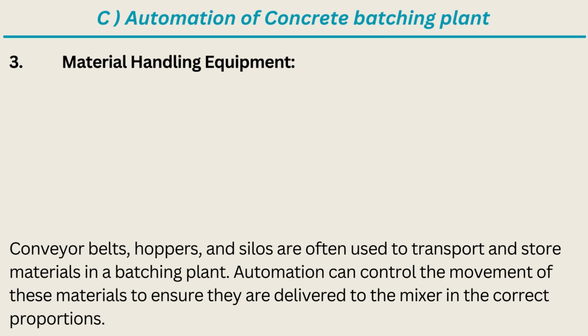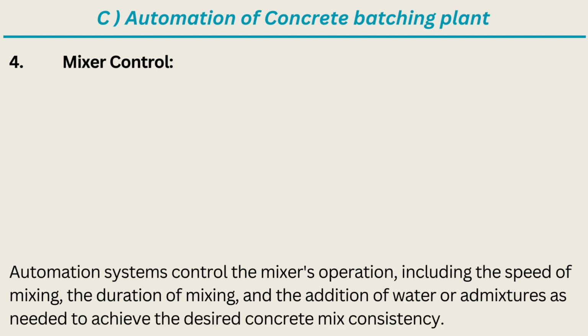3. Material handling equipment. Conveyor belts, hoppers, and silos are often used to transport and store materials in a batching plant. Automation can control the movement of these materials to ensure they are delivered to the mixer in the correct proportions. 4. Mixer control. Automation systems control the mixer's operation, including the speed of mixing, the duration of mixing, and the addition of water or admixtures as needed to achieve the desired concrete mix consistency.